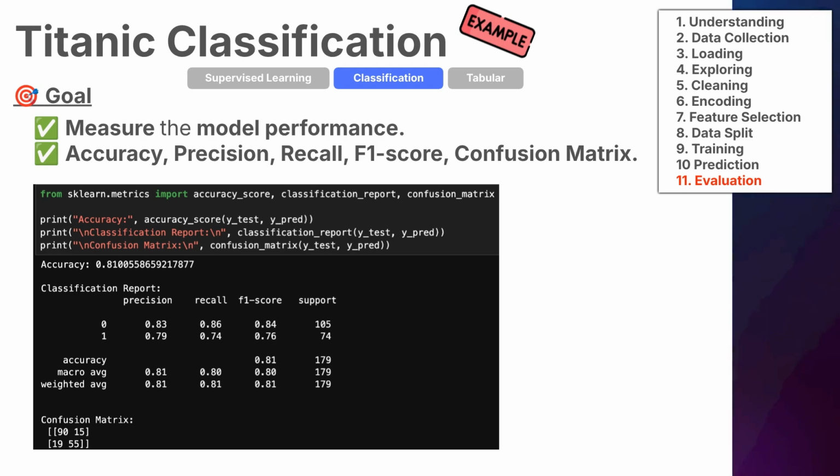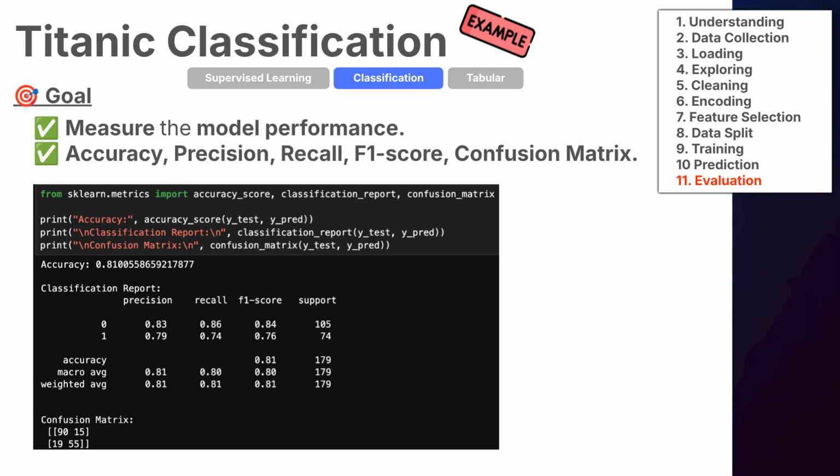Macro average is the unweighted average of precision, recall, and F1 score across all classes. It treats all classes equally, regardless of how many samples they have. Useful when you want to know how the model performs per class without bias toward larger groups.